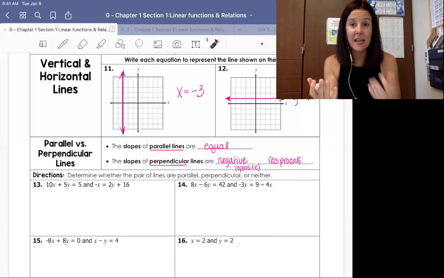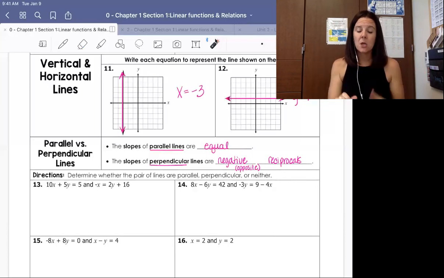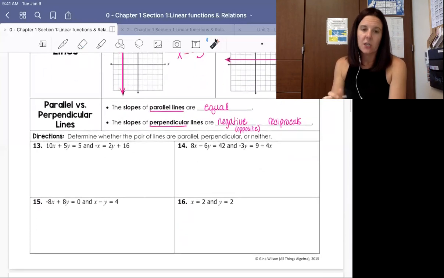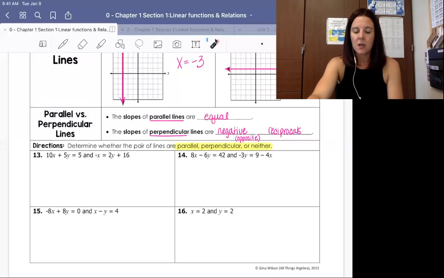5/6, -6/5. Those are opposite reciprocals, okay? So what we have on this last section is we need to determine whether the lines that we are given equations for are parallel, perpendicular, or neither. So the first one is 10x plus 5y equals 5, and -x plus 2y equals 2y plus 16.